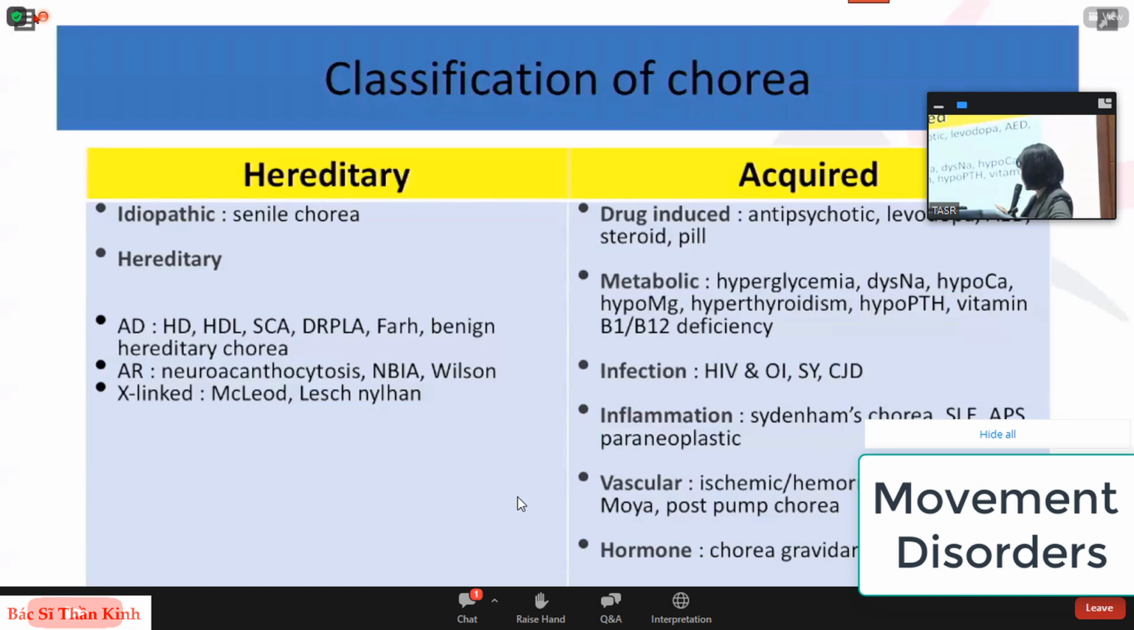Maybe you can divide them into hereditary or acquired, and then you find another possible cause. The cause of chorea is usually from a general medical condition like SLE or a metabolic disorder.